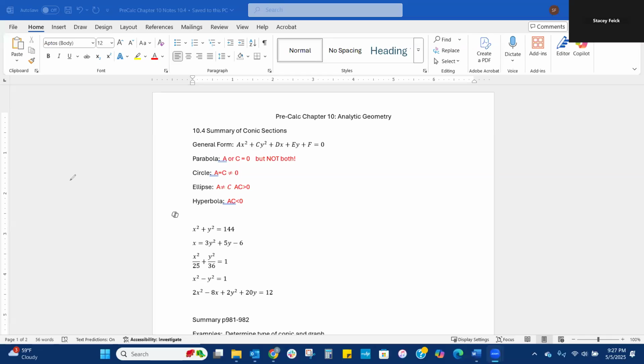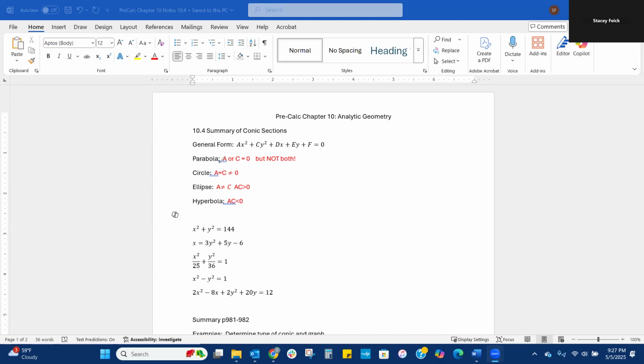All right, this is lesson 10.4 of analytic geometry. This is a summary of the conic sections. So in general form, a conic is ax squared plus cy squared plus dx plus ey plus f equals 0. So this is the general form.